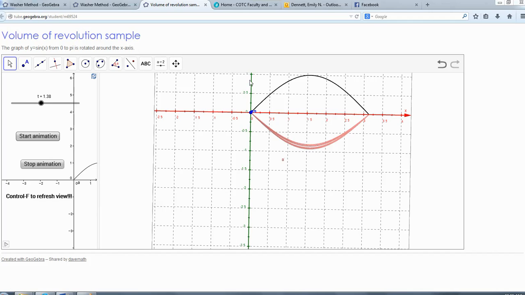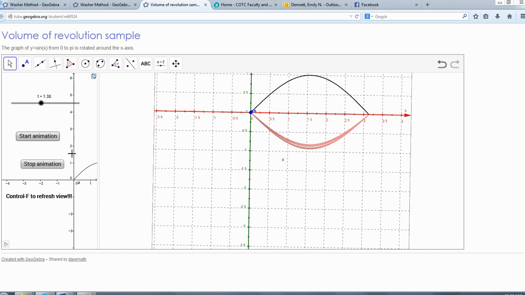So here we're looking at an x and a y-axis, like normal, and this black solid line is the graph of y equals sine of x, starting at 0 and going to pi. So it creates almost like a parabola, but not, just a nice little shape. You'll see that it connects with the x-axis. And we're going to rotate this around the x-axis.